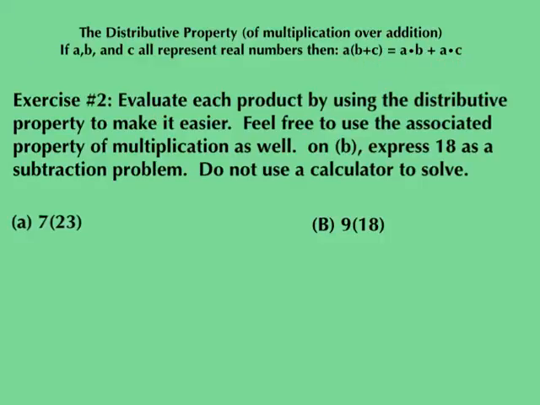So let's evaluate each product by using the distributive property to make it easier. Feel free to use the associative property of multiplication as well. On B, express 18 as a subtraction problem. Do not use a calculator to solve these two problems. So let me show you and explain to you what they mean for this.